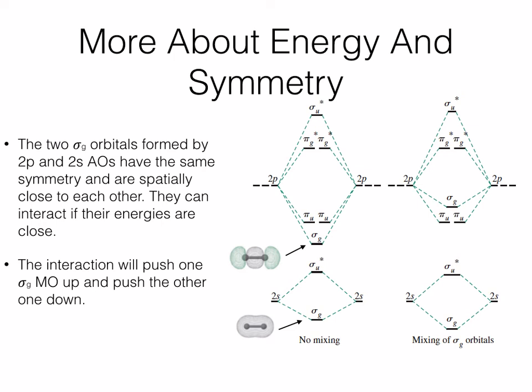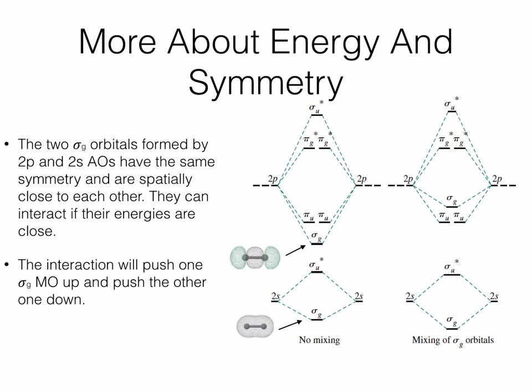It's called sp mixing, and it will only happen when the energy of the s and p orbitals are close to each other. Now, this kind of interaction basically changes the relative orbital alignment in the MO diagram. In the absence of sp mixing, the sigma g produced by the 2p orbital is lower than the pi u, and in the presence of mixing, the sigma g is higher in energy.